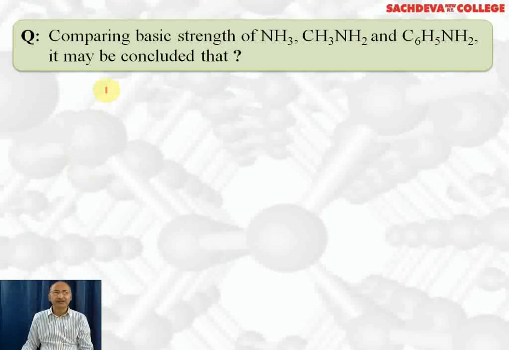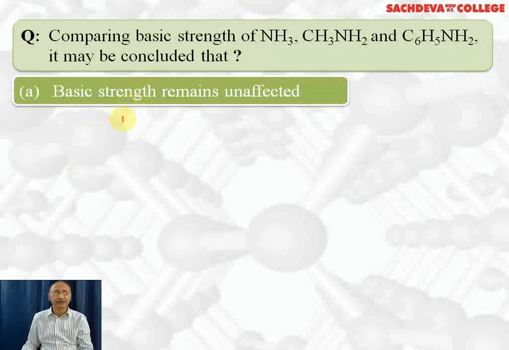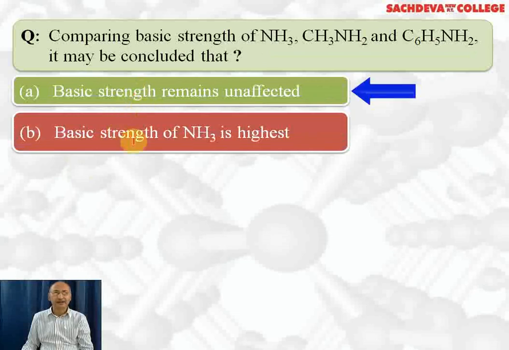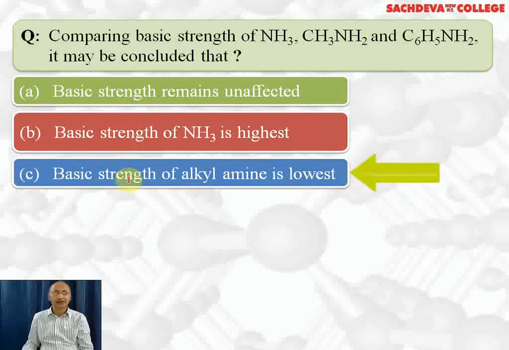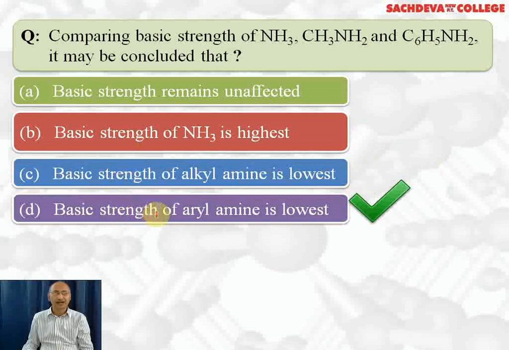Next, comparing the basic strength of NH3, CH3NH2 and C6H5NH2, it may be concluded that basic strength of aryl amine is lowest, which is the correct answer. Because the aryl or phenyl group is electron withdrawing, it decreases electron density on nitrogen. Aniline is even less basic than ammonia. And the primary amine CH3NH2 is more basic than ammonia because the methyl group is electron releasing and increases electron density on nitrogen. So here the correct answer is D part.